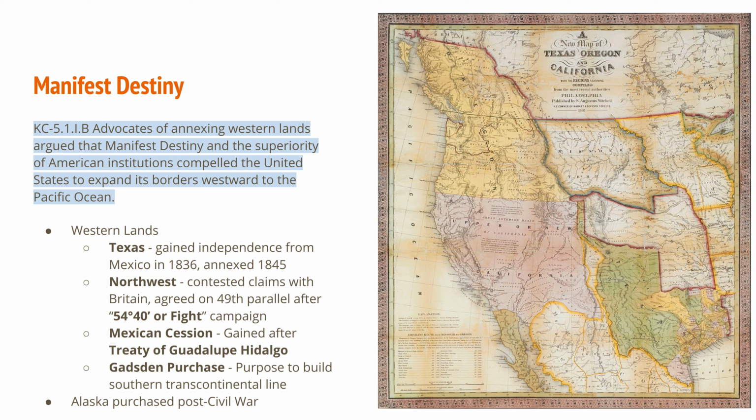The Mexican cession you see there includes California and other western states. And then finally, the Gadsden Purchase. This is after the annexation of the Mexican cession. This was a tiny strip of land south of Arizona that was purchased for the purposes of building a transcontinental railroad on a southern route. Later, after the Civil War ends, the United States is going to purchase Alaska from Russia.